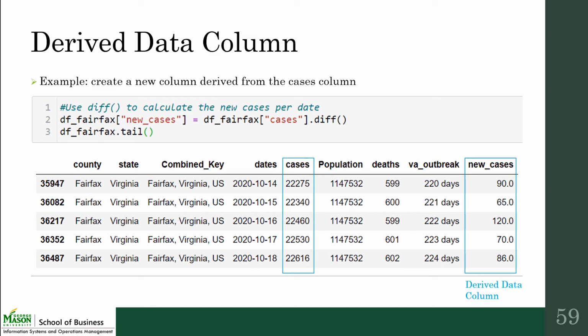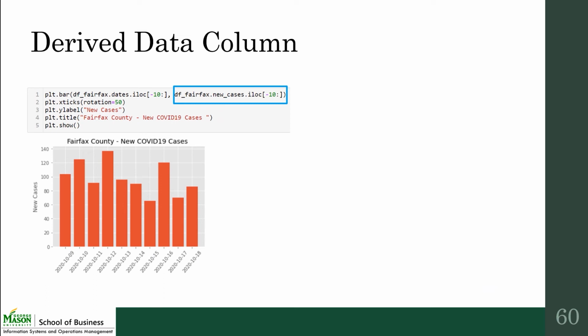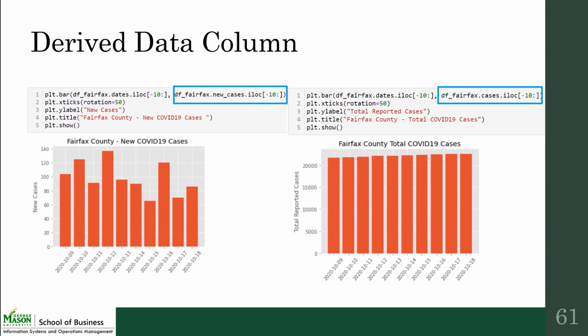Keep in mind that the output is just displaying the tail method, so we're only looking at the last 5 records of the df_Fairfax data frame. The derived data could be used for different analyses and plotting. This example uses matplotlib's barplot function that outputs the new reported cases in Fairfax over the last 10 days in the data set by using the iloc attribute. The bar plot on the right makes use of the original data column cases that represents the total number of cases per date over the last 10 days of this data set.